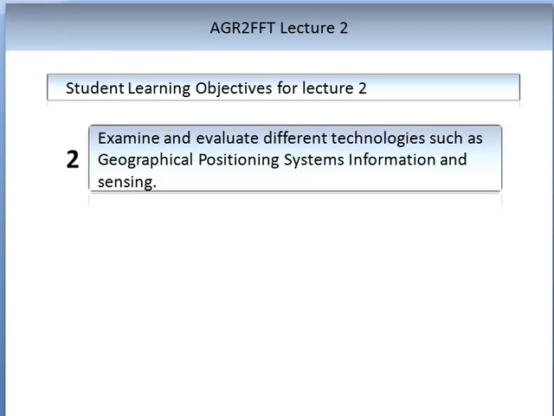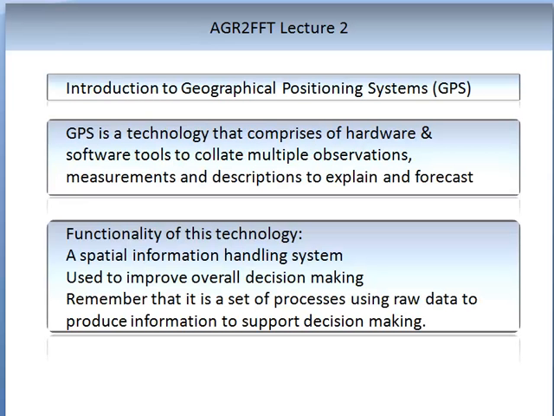In Lecture 2 we are going to cover student learning objective number 2, that is to examine and evaluate different technologies such as graphical positioning systems information, and we will in later lectures look at sensing. So let us start with a simple introduction to graphical positioning systems.